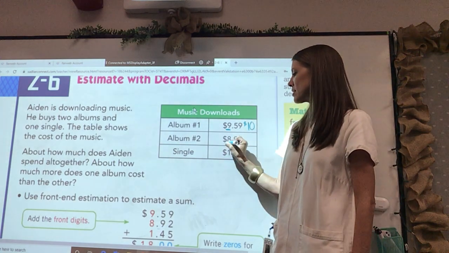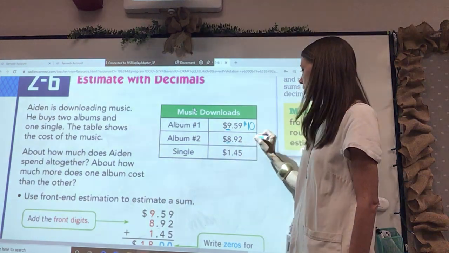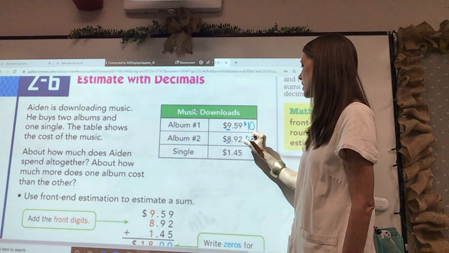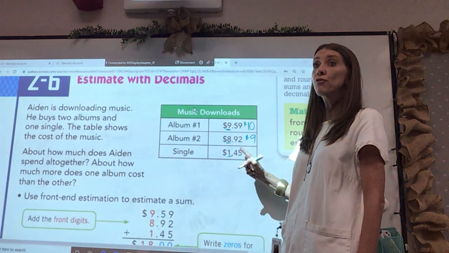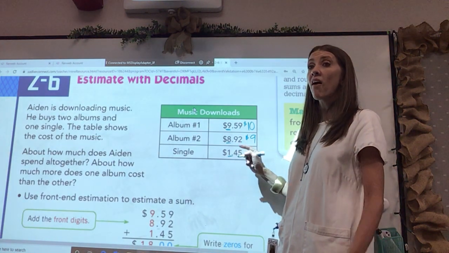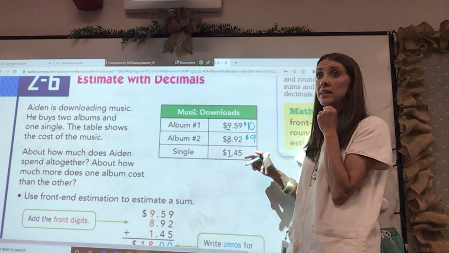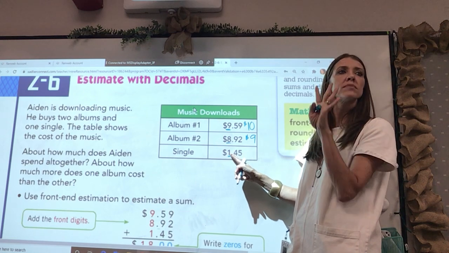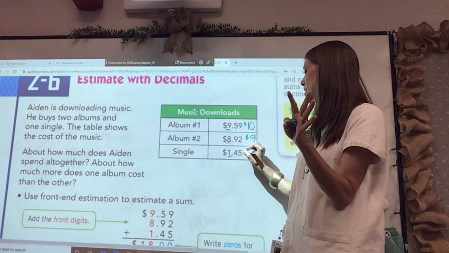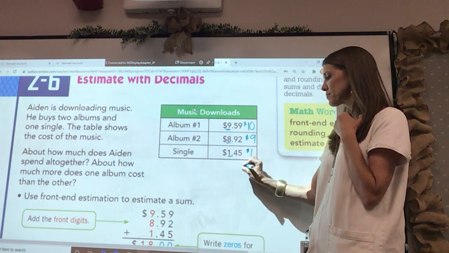All right, what about this guy right here? Round to the nearest dollar. Ella? $9. $9. And the single costs? $1. $1. This 4 tells the one, I need all eyes up here. Guys in the back row, you should be watching really closely, okay? You're going to need this to do your assignment. This 4 tells this one, stay the same. So now we're at $1. So his total bill is going to be roughly $20.